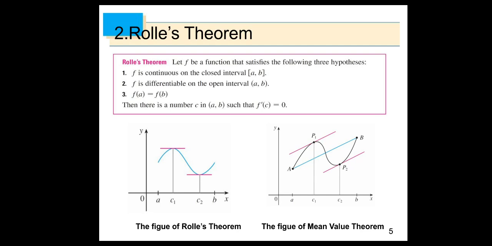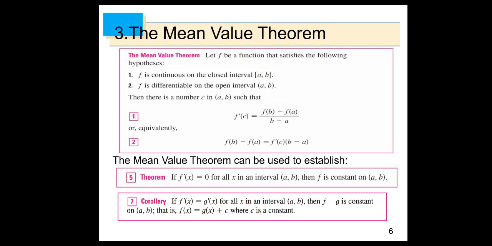Now we have another theorem, the mean value theorem, and you can see the figure for it here. The mean value theorem tells us that if a function is continuous and differentiable on an interval, then there must be a point inside that interval where the tangent line of our function is parallel to the secant line.